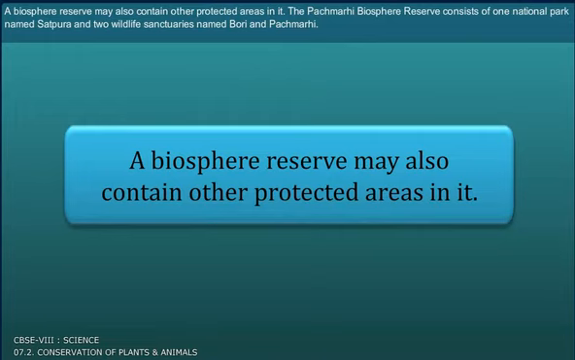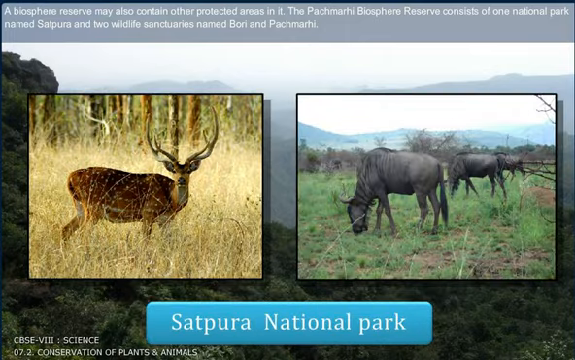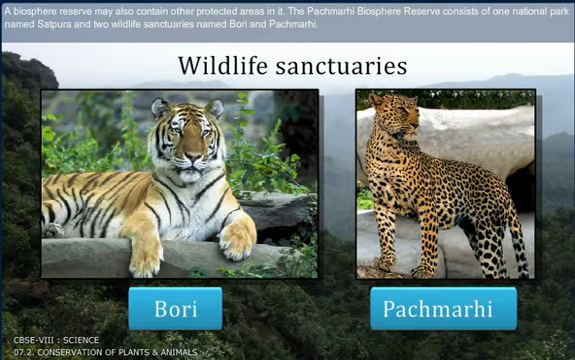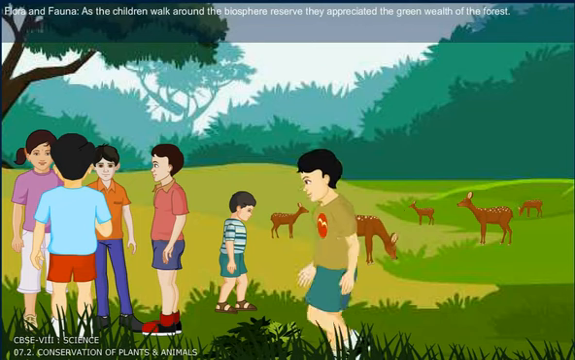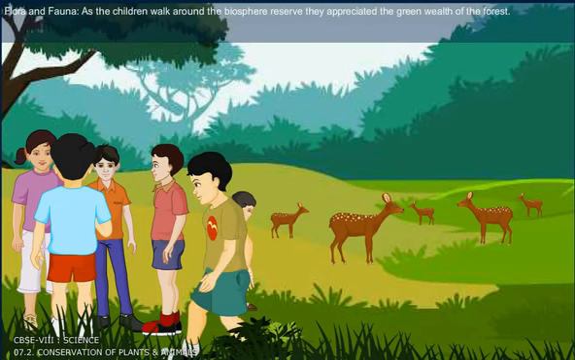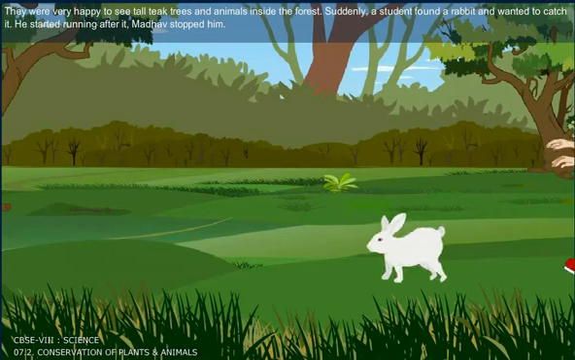A biosphere reserve may also contain other protected areas in it. The Pachmadi Biosphere Reserve consists of one national park named Satpura and two wildlife sanctuaries named Bori and Pachmadi. Flora and fauna. As the children walk around the Biosphere Reserve, they appreciated the green wealth of the forest. They were very happy to see tall teak trees and animals inside the forest.